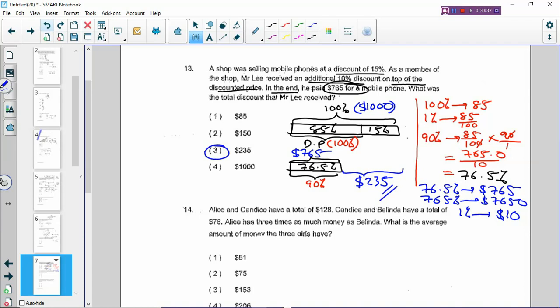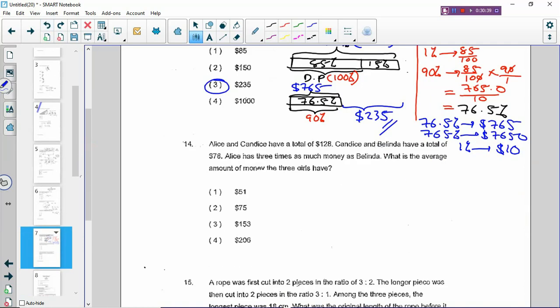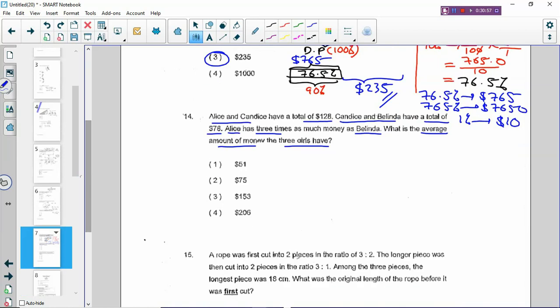Okay, let's go to number 14. Now, Alice and Candice have a total of $128. Candice and Belinda have a total of $78. Alice has 3 times as much as Belinda. So what is the average money that the 3 girls have? Now, the best way to do this is by model. So it's always good to draw a model. Then you can see more clearly.